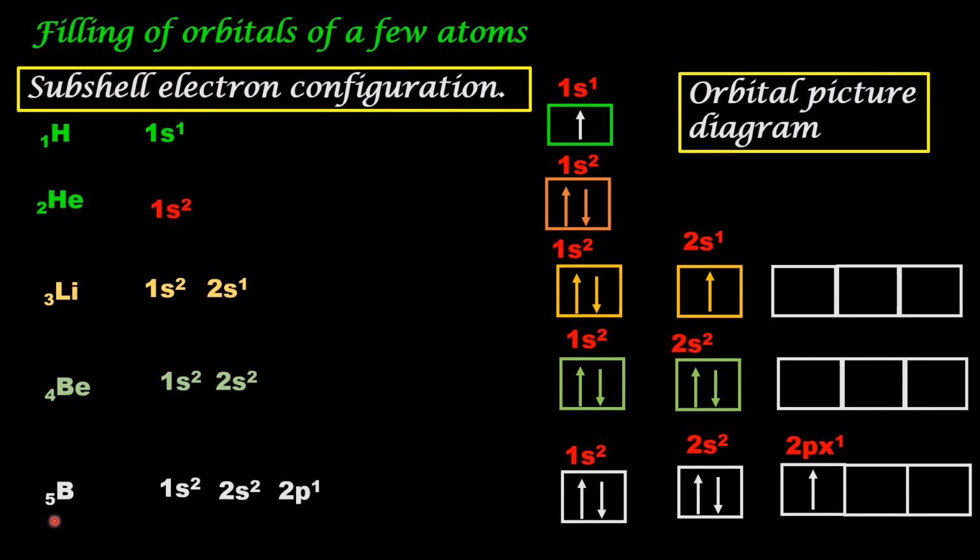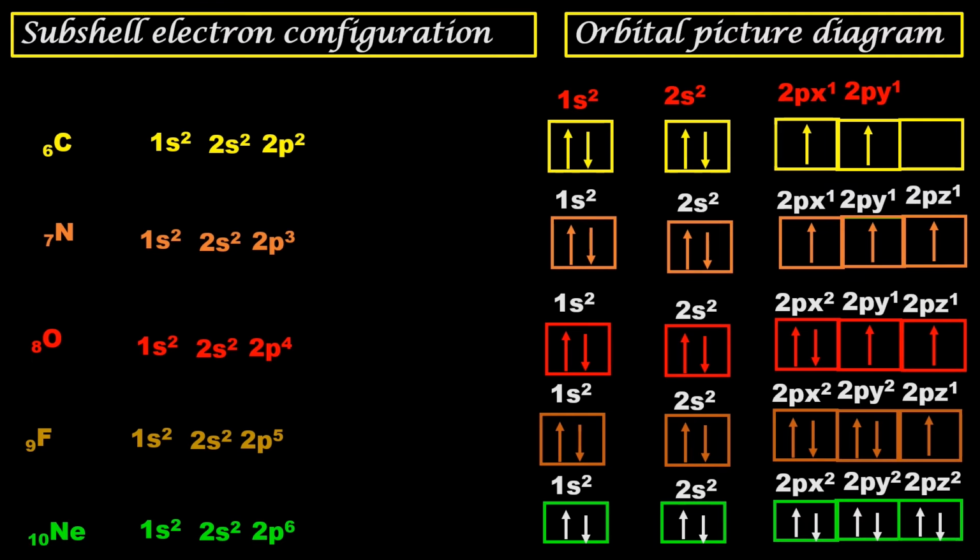Boron, atomic number is 5. 1s2, 2s2 and 2p1. As per aufbau principle, the next higher energy level is p, that is 2p. So the fifth electron moves to 2p. The 1 electron of p now goes to px orbital. It is unpaired. Now for elements from carbon to neon, that is in the second period.